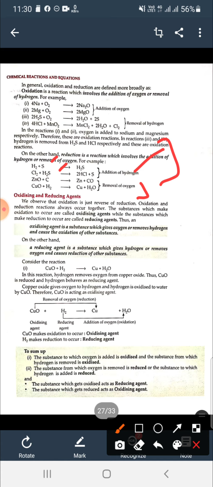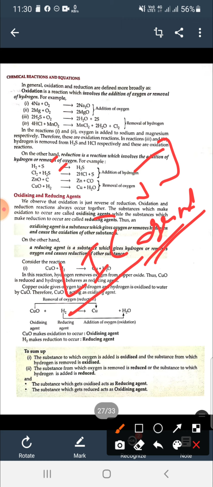So next one is oxidizing and reducing agent. So what are these agents, or how can you differentiate what are oxidizing agent and reducing agent? So I am taking the example, as you know, of a LIC agent. LIC agent is there. What is the work of a LIC agent?